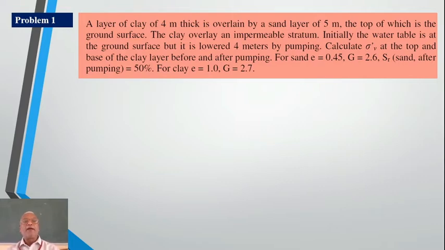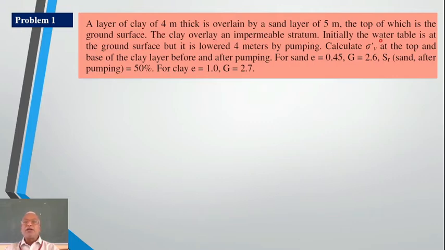A layer of clay 4 meter thick is overlain by sand layer of 5 meter thickness, the top of which is the ground surface. Means what? A layer of clay is there 4 meter thick. Above that you have got 5 meter thick sand, and top of the sand is nothing but ground surface. The clay overlay is an impermeable stratum.